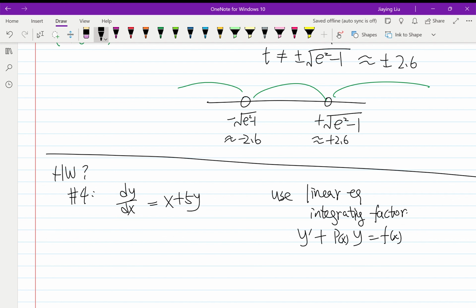The first thing we do is leave the derivative by itself, then have something times y next to it, and f(x) on the other side. So we need to move this term to the left. We get dy/dx minus 5y equals x. The x we can leave. From here, this is p(x), and this is f(x). Then you can follow what we did after that: multiply by r on both sides and carry out the steps.